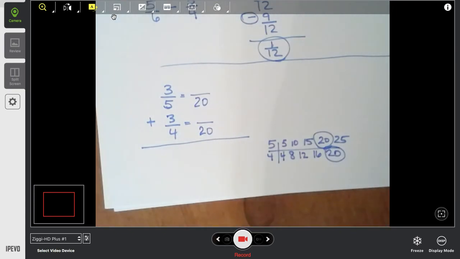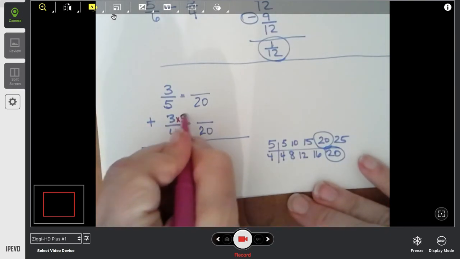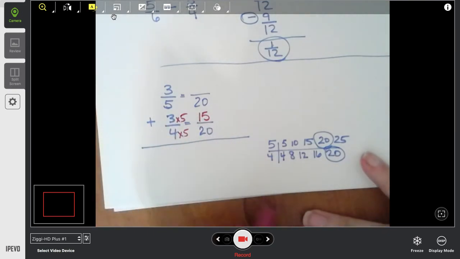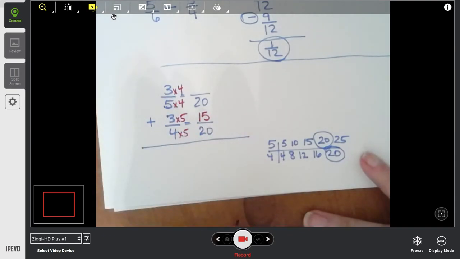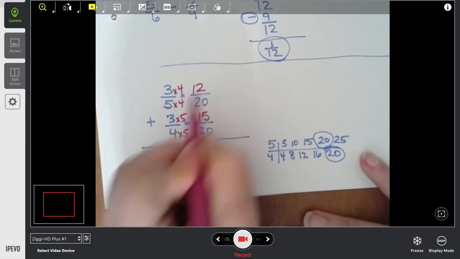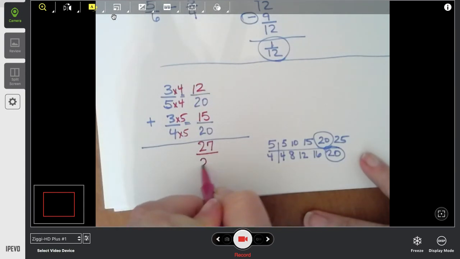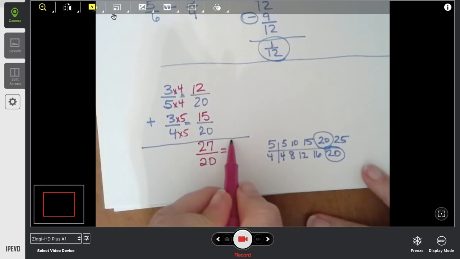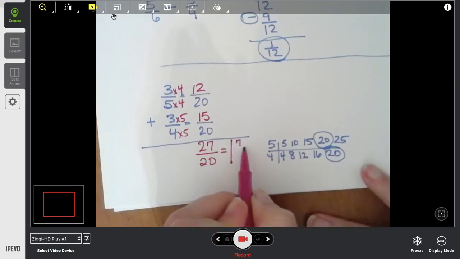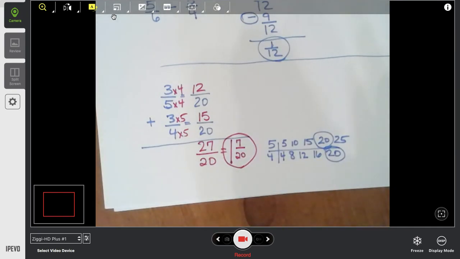What times 4 is 20? Times 5, so we have to do that in the numerator as well. 15. 5 times 4 is 20, so I need to do that in the numerator as well. 3 times 4 is 12. When I add them up, I get 27/20ths. Now I need to fix it. How many 20s go into 27? 1, and left over is 7/20ths. 1 and 7/20ths.